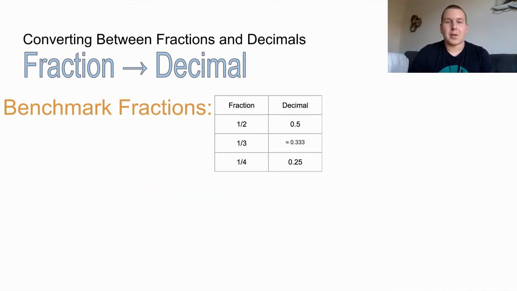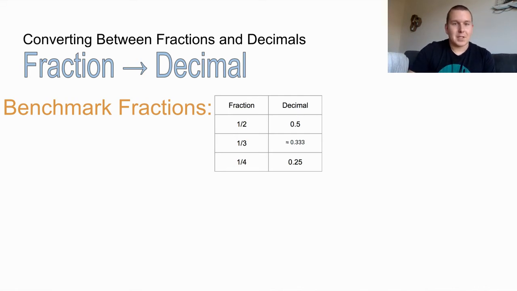And then the last benchmark fraction is 1/4, and 1/4 equals 25/100. The way I remember that is that a fourth is like a quarter, so like a quarter of a dollar would be 25 cents. So quarter, 1/4, 25/100.